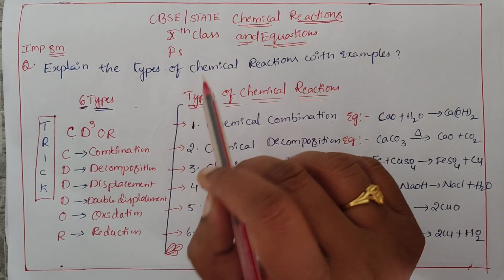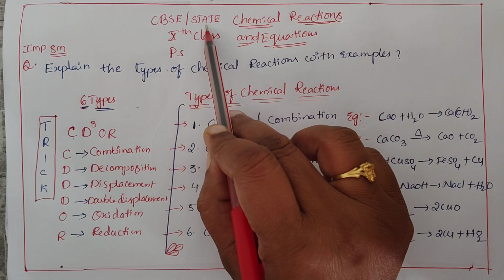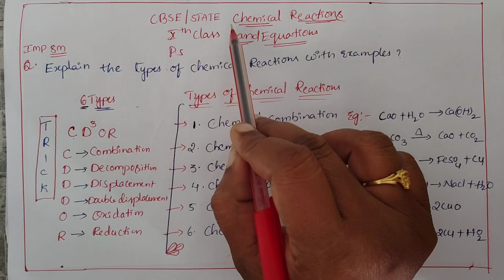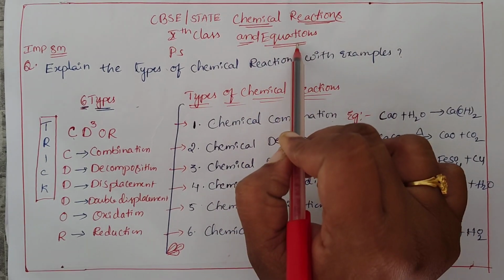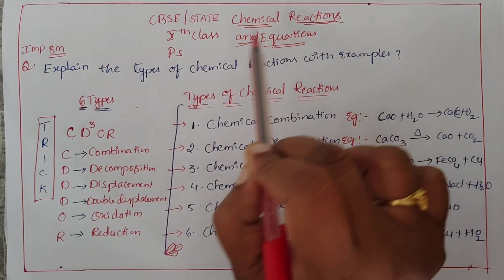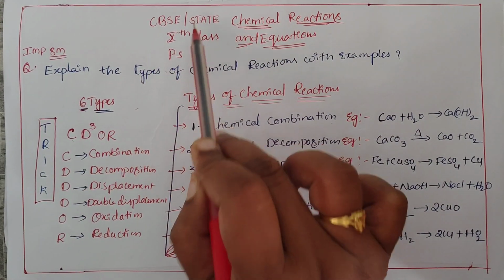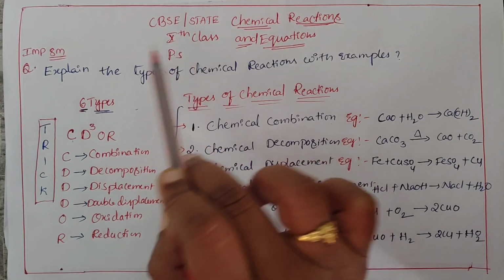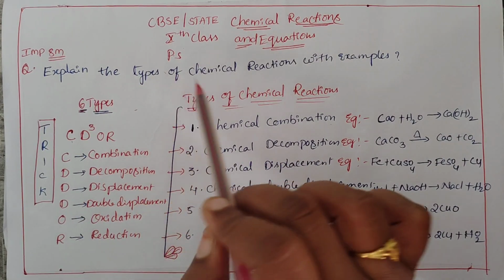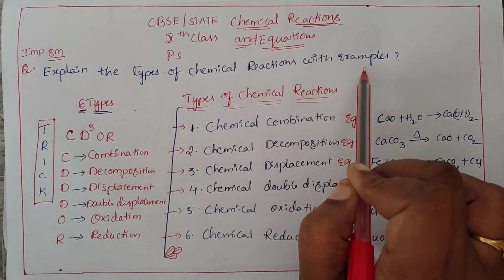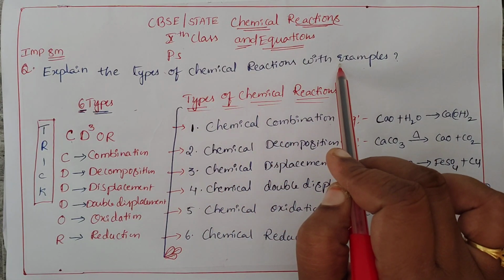Today we'll explain an important chapter from chemistry for CBSE or state board, Chemical Reactions and Equations. From this chapter, here is an important 8-mark question for the CBSE board or state board 10th class. So, what is the question? Let us see. Explain the types of chemical reactions with examples.